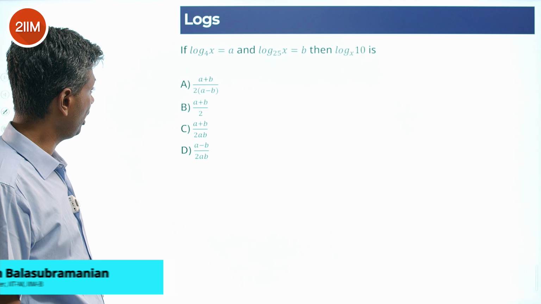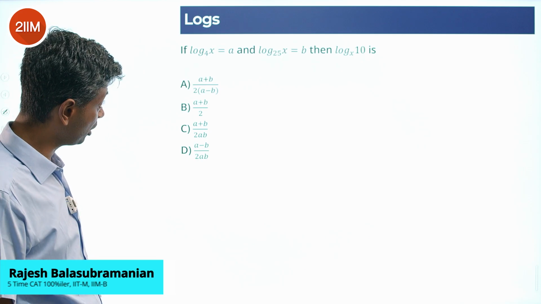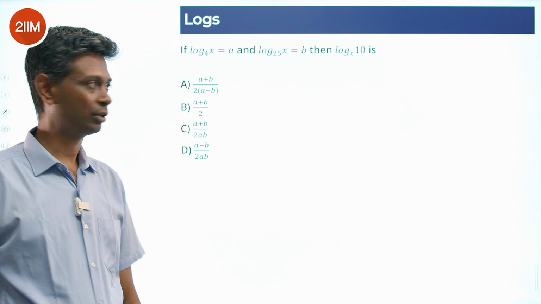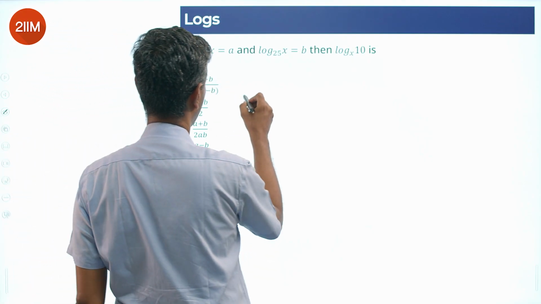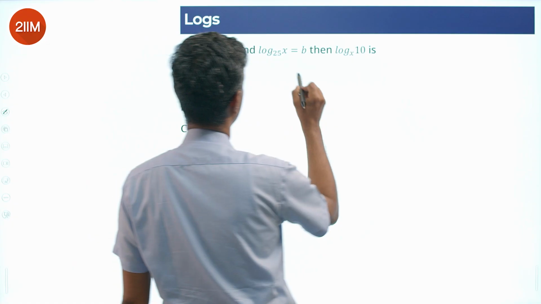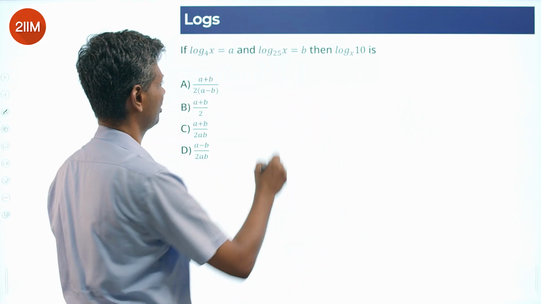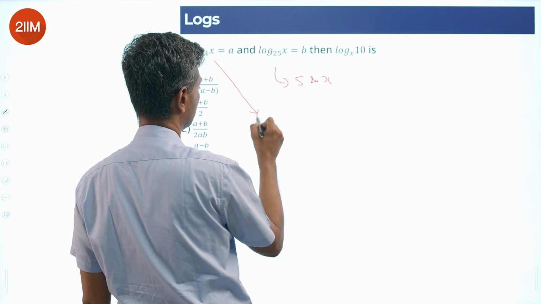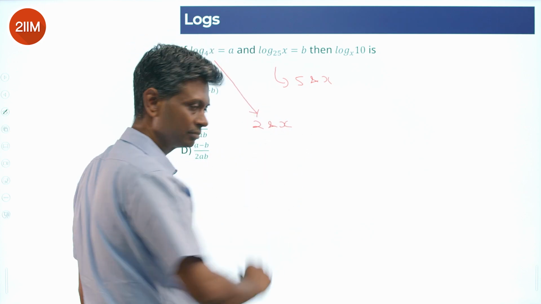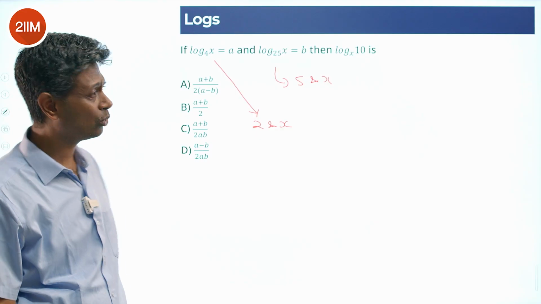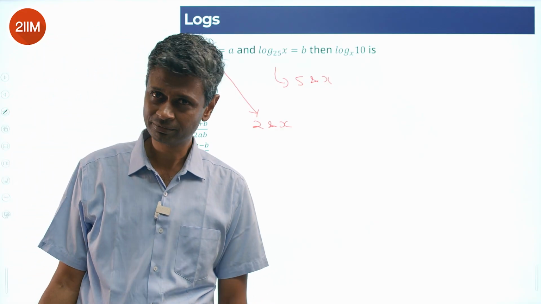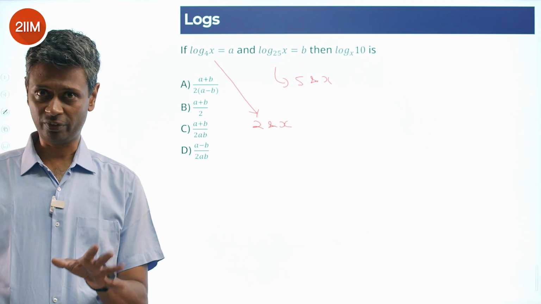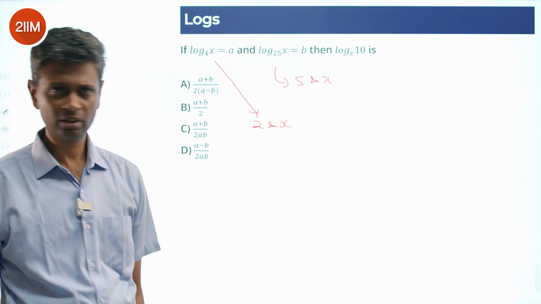Log x to the base 4 is a, log x to the base 25 is b, then log 10 to the base x is? We know log x to the base 4 is a, log x to the base 25 is b. So this links 5 and x, this links 2 and x. If I know log x to the base 4, I know log 4 to the base x. I can know log 2 to the base x, log x to the base 2, all that I can find. This links 5 and x.